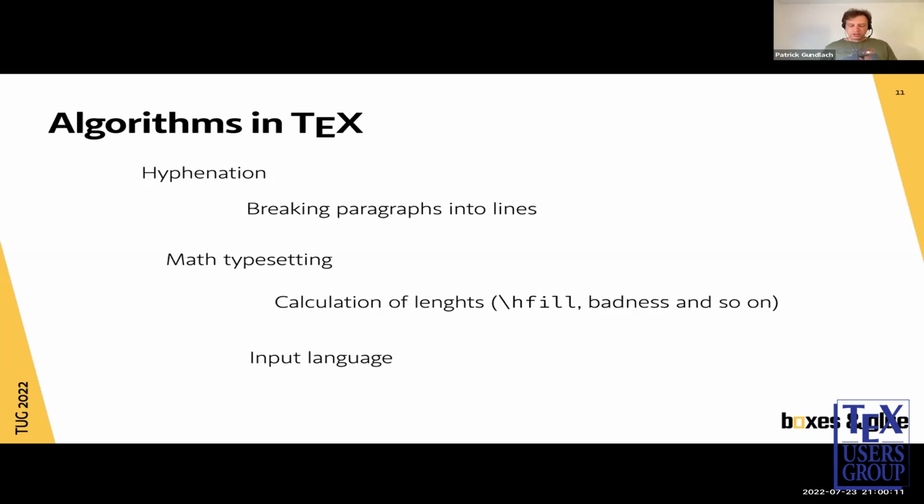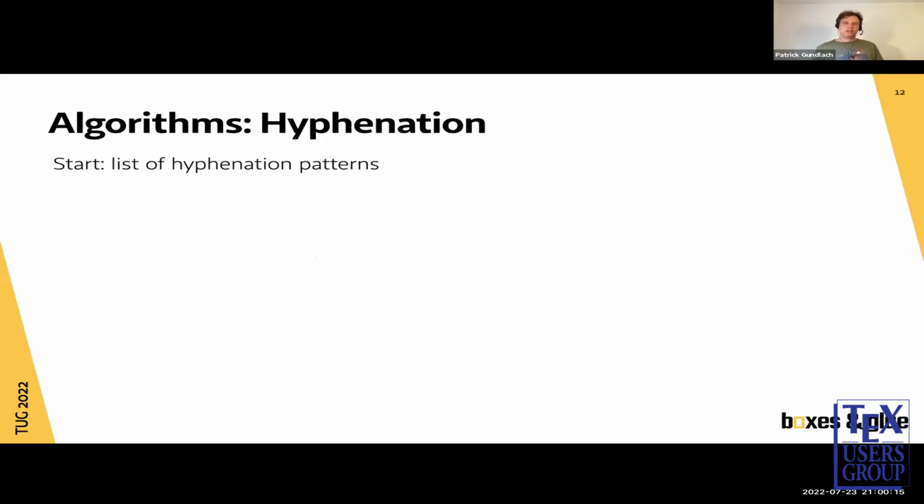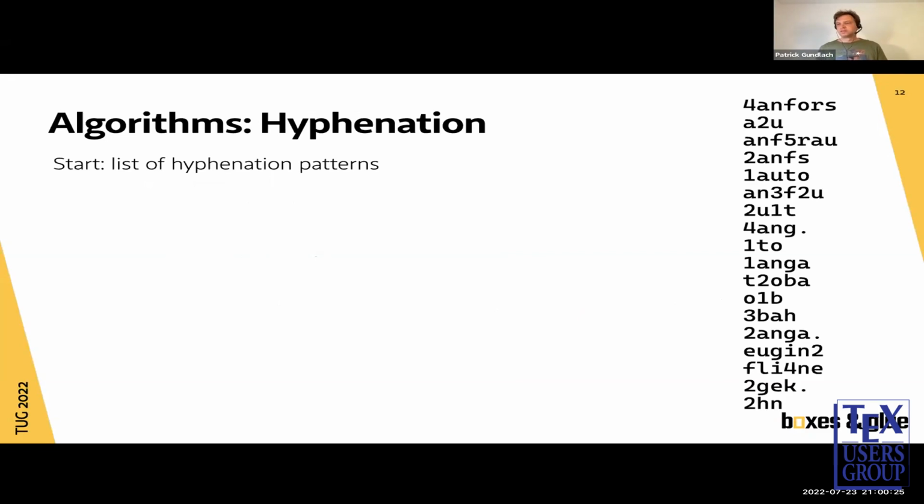I would like to show you the cleverness of these algorithms with one example, the hyphenation algorithm to split words into smaller parts. The starting point is a list of hyphenation patterns, which look like this. I'm not going into detail how this list is created, but it's a mixture of automatic extraction from dictionaries and lots of manual labor. On the right-hand side, there's a small excerpt of the German hyphenation pattern file, which has about 25,000 entries.